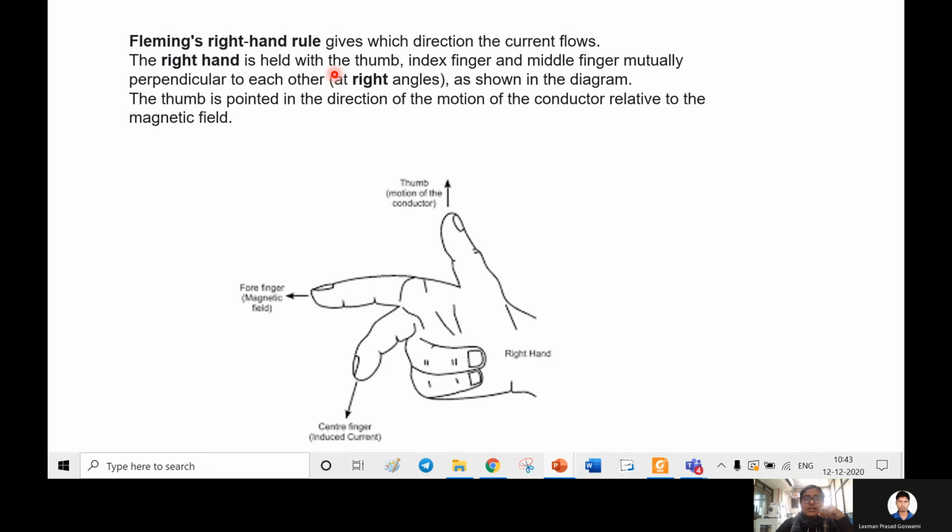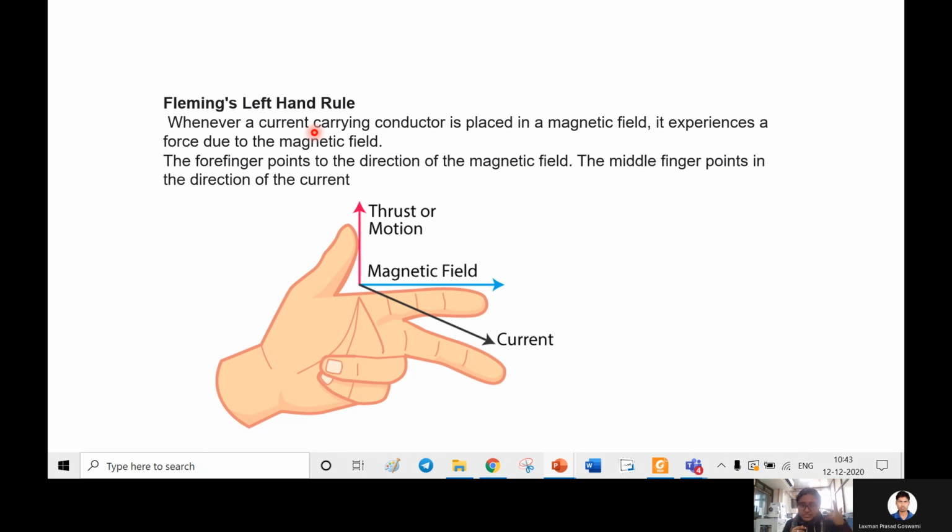The right hand is held with the thumb, index finger and middle finger mutually perpendicular, at right angles to each other, as shown in the diagram. The thumb points in the direction of the motion of the conductor relative to the magnetic field, the forefinger points towards the magnetic field and the center finger points towards the current. So the thumb will tell you the motion of the conductor or the force. Now what is Fleming's left hand rule?